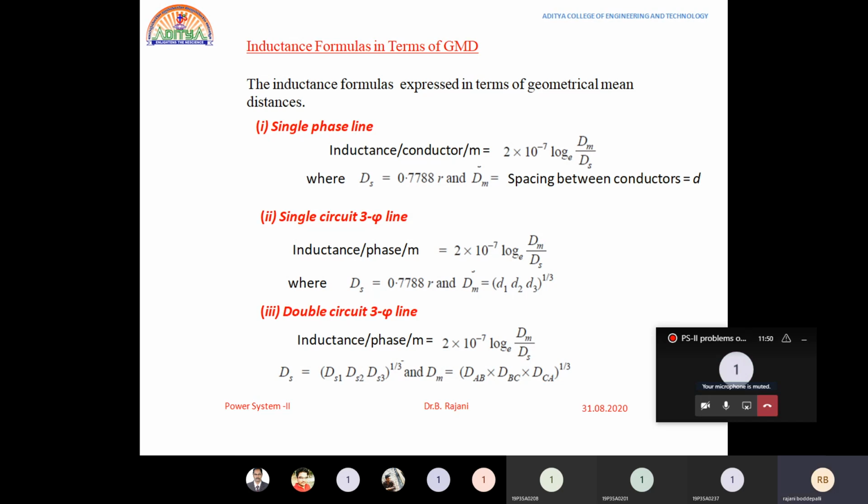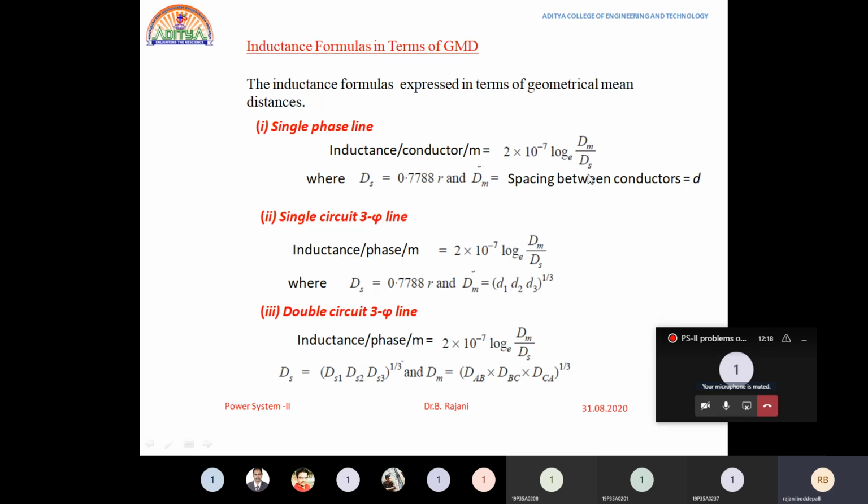Last class we discussed different formulas related to the concepts of GMD and GMR. Today's class we will discuss the problems regarding inductance calculations. The inductance formula expressed in geometrical mean radius for a single phase line is inductance per conductor per meter length, 2 into 10 to the power of minus 7 log e Dm by Ds. What is Dm? Geometrical mean distance.